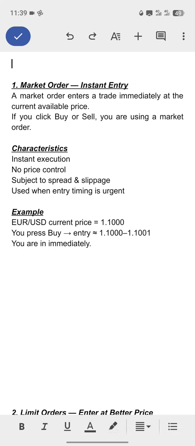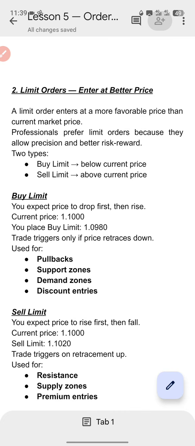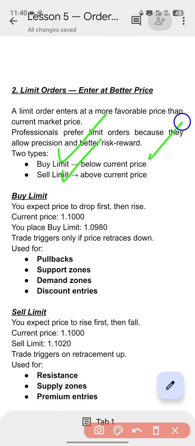Now let's move on to the limit order. A limit order enters at a more favorable price than the current market price. Professional traders prefer limit orders because they allow precision and better risk reward. We have two types: the buy limit and the sell limit. The buy limit enters below the current price and the sell limit enters above the current price.